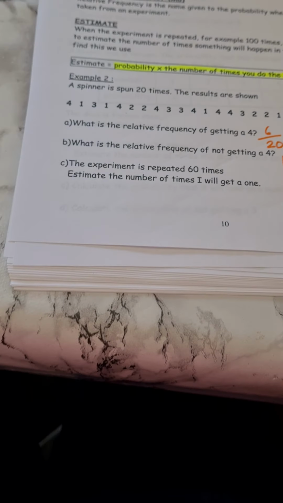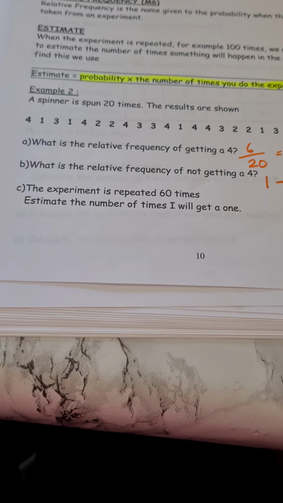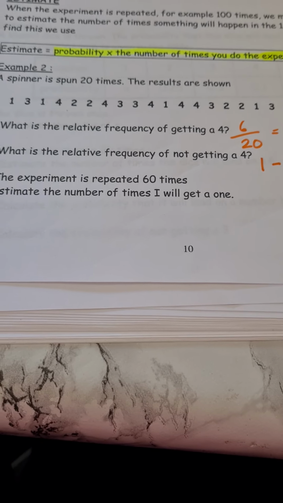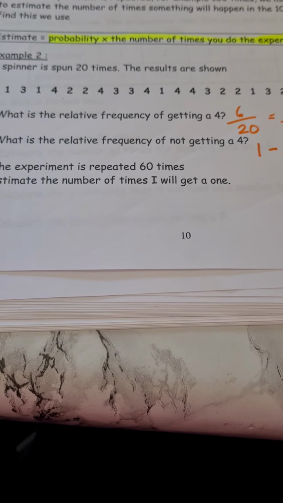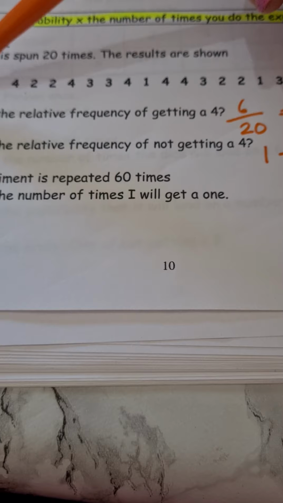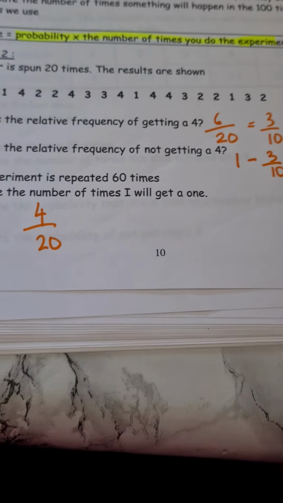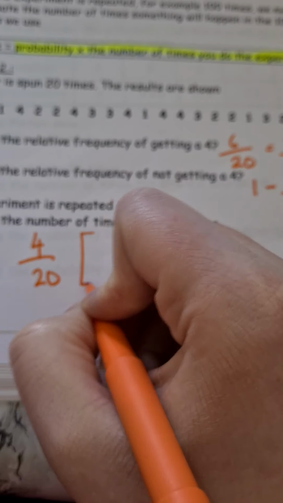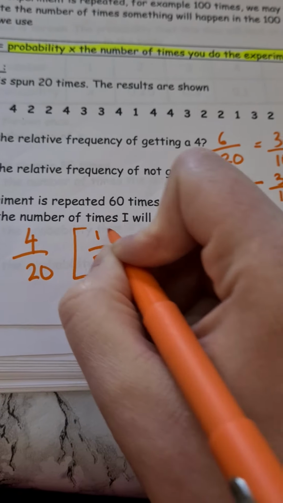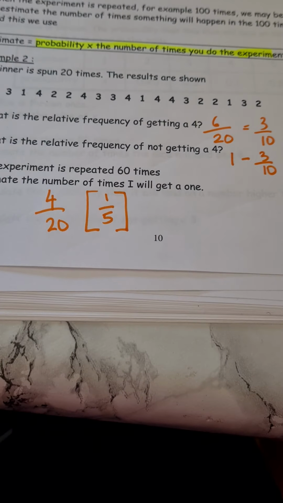And part C, the experiment is repeated 60 times. Estimate the number of times you will get the number 1. So the first thing we need to do is we need to find what is the probability of getting 1. So count the number of 1s you have in your list. So it's 1, 2, 3, 4. So it's 4 out of 20. And again, we know it can simplify down to a fifth. So now we have our probability.